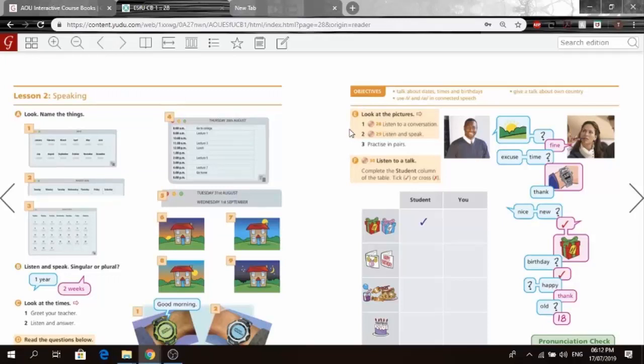Tutor: Good morning. How are you? Student: I'm fine, thanks. Tutor: Excuse me, what's the time? Student: It's 8. Tutor: Thank you. That's nice. Is it new? Student: Yes, it is. It's a birthday present. Tutor: Oh, is it your birthday today? Student: Yes, it is. Tutor: Really? Happy birthday. Student: Thank you. Tutor: How old are you? Student: I'm 18.